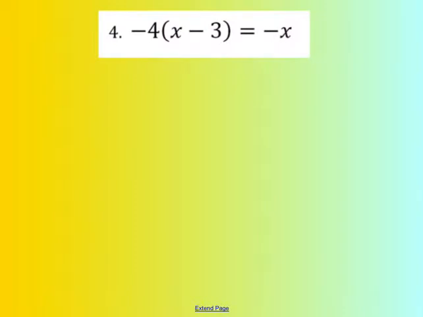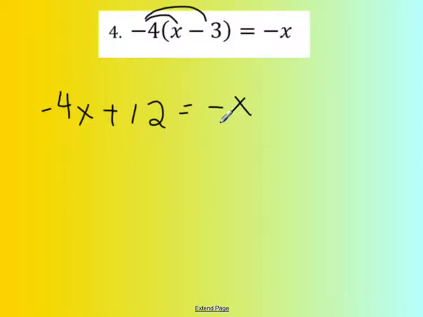Taking a look at this one, I want to take that negative 4 and distribute it in. So I'm going to distribute that negative 4 in. Negative 4 times x is negative 4x. Then when I take negative 4 and multiply it by negative 3, I'm going to get a positive 12. And that's going to be equal to a negative x.